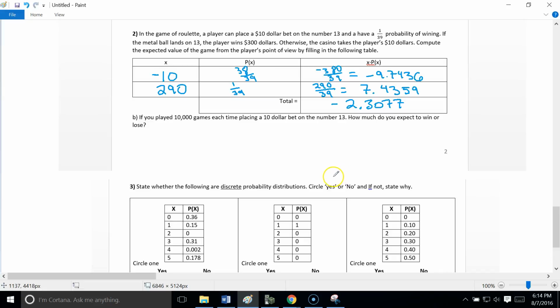Okay. Now, if you bet 10,000 games, each time placing a $10 bet on the number 13, how much do you expect to win or lose? Okay, so if we multiply 10,000 times negative 2.3077, we end up with negative $23,077. So that's our answer.